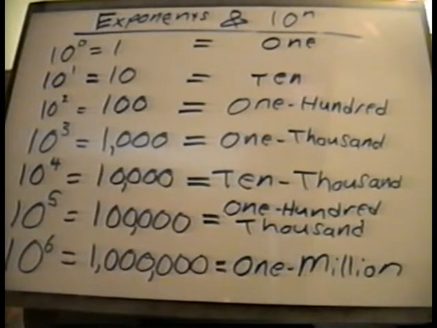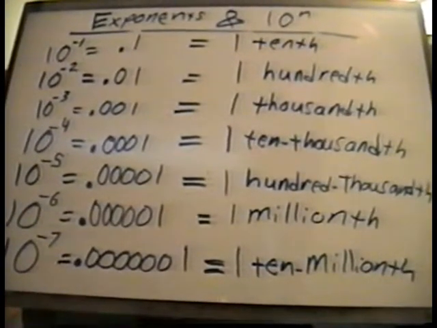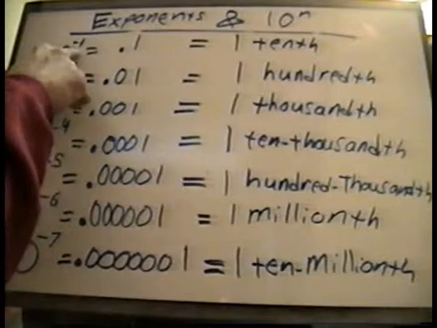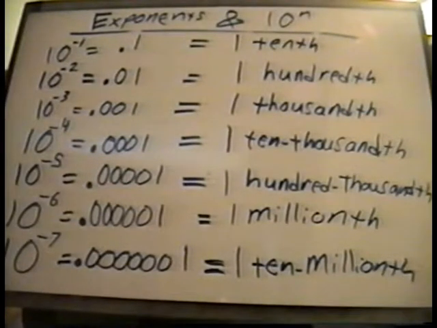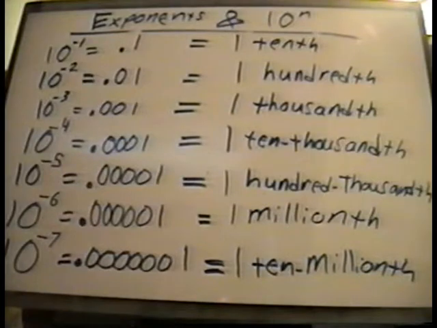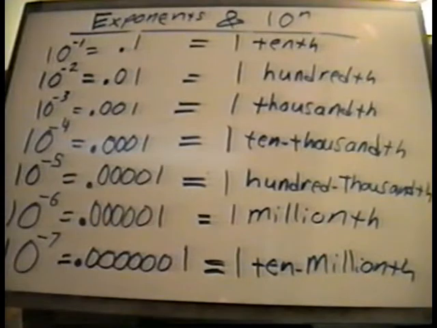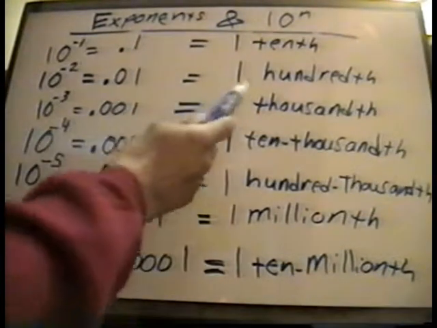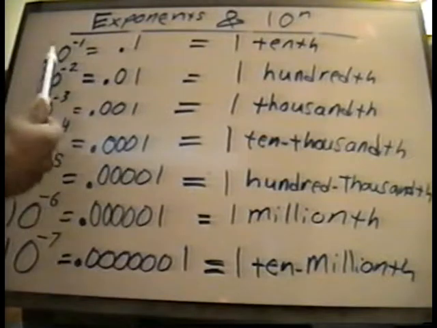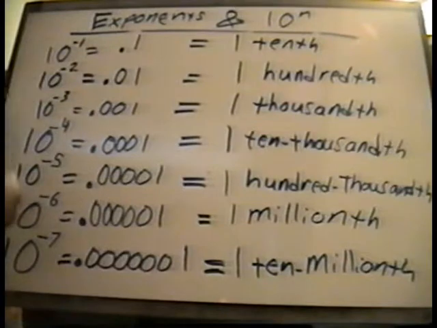Now we have negative exponents for powers of 10. I want you to write these down as well. 10 to the power of negative 1 equals 0.1. 10 to the power of negative 2 equals 0.01, which equals 1/100. See, 10 to the power of negative 1 equals 0.1 or 1/10. 10 to the power of negative 2 gives us 0.01 or 1/100.